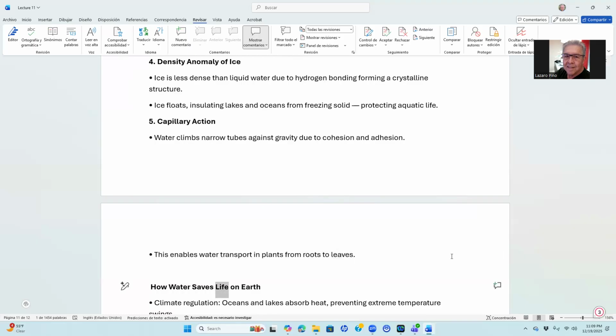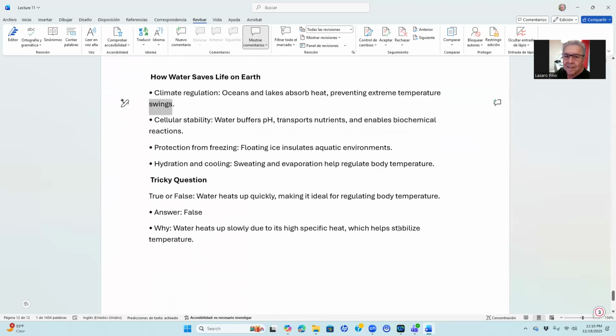How water saves life on Earth. Climate regulation. Oceans and lakes absorb heat, preventing extreme temperature swings. Cellular stability. Water buffers pH, transports nutrients, and enables biochemical reactions. Protection from freezing. Floating ice insulates aquatic environments. Hydration and cooling. Sweating and evaporation help regulate body temperature.